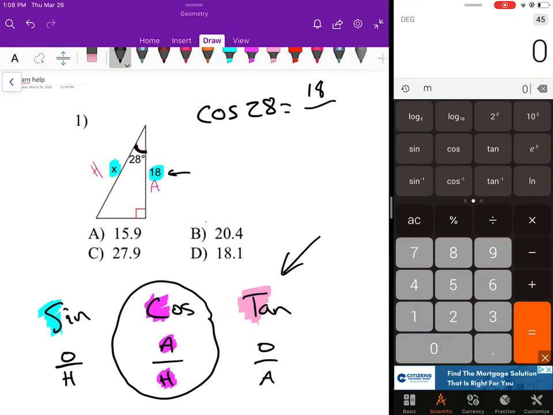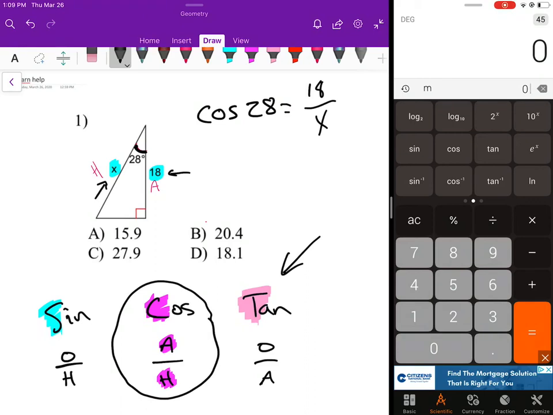And what's my H? Well, my H is unknown, right? My H is X. We don't know that, so I'm just going to put X on the bottom. So cosine 28 is equal to 18 over X. So we're almost done now, right? Now we just have to solve for X. So how do we do that?